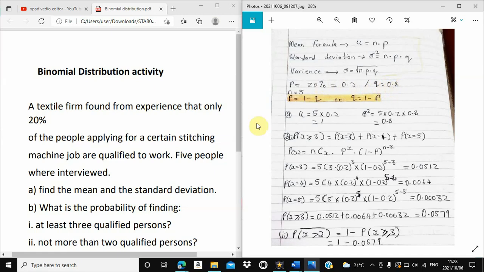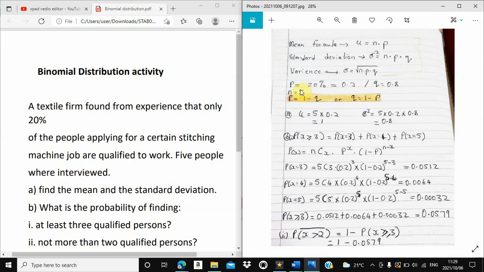If they said 80% have failed, how many percent automatically have passed? We know it's 20%. 20% is for success. That's why here we said 0.8 is for failure. It's the probability of failure. Now they said 5 people were interviewed. Then that means our sample space is 5. That's why we said N is equal to 5.